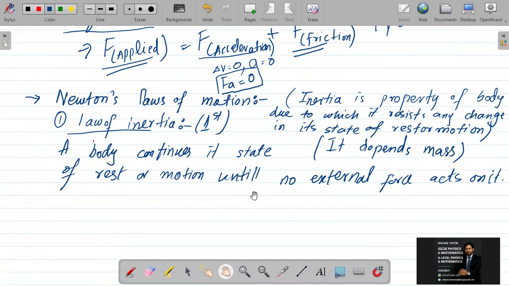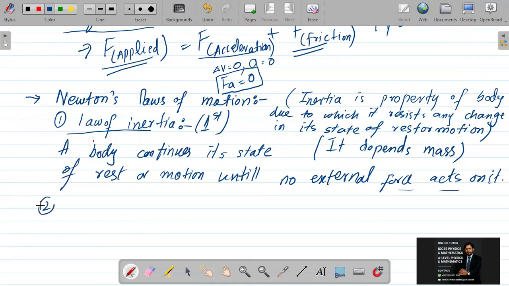For example, if some table is lying on the floor, it will continue its state of rest until someone disturbs it. And in motion, for example, you are sliding over a glacier and there is no resistance. If someone is not supporting you with a rope or something like that, you are not going to stop. So a body continues its state of rest or motion until no external force acts on it, which is the law of inertia.